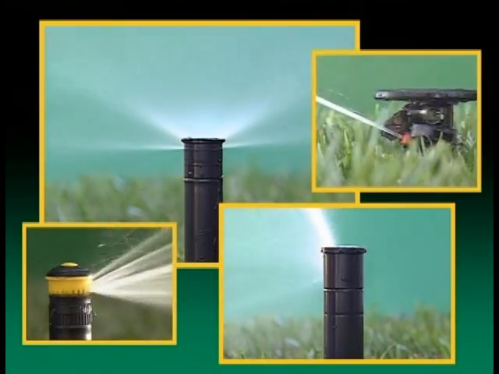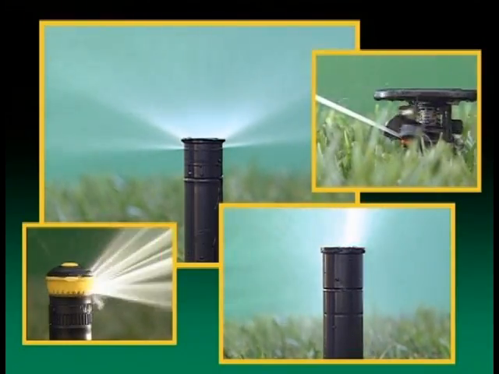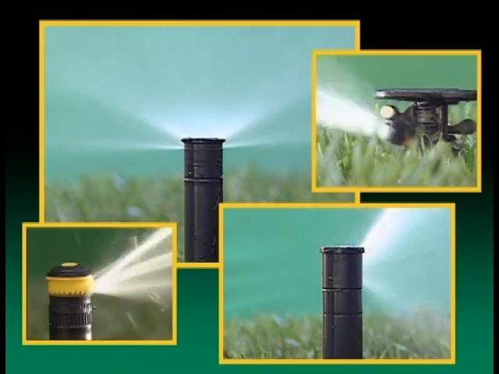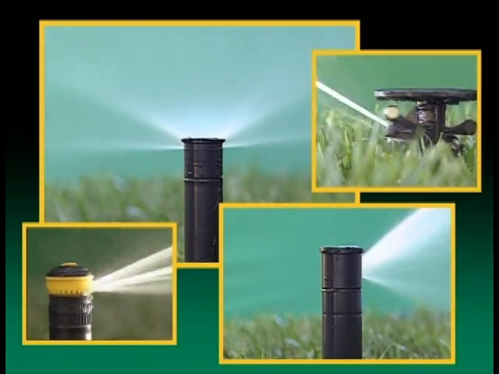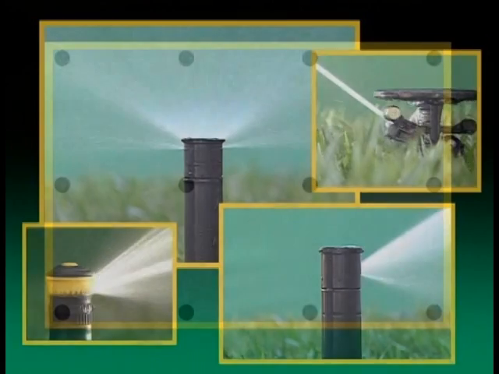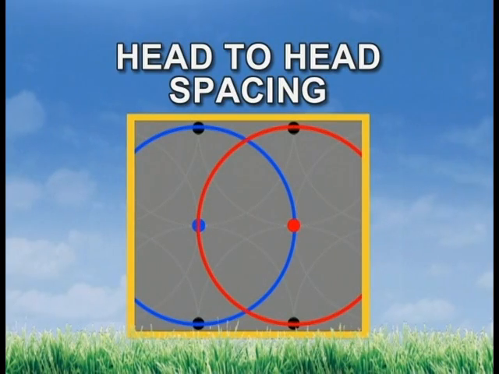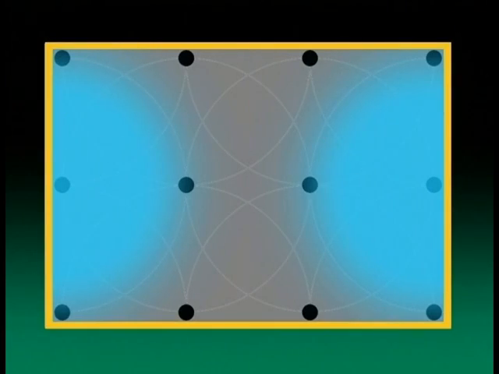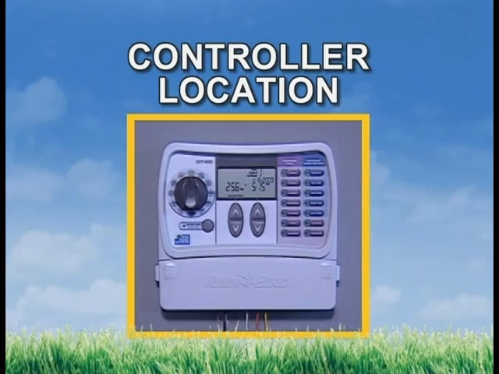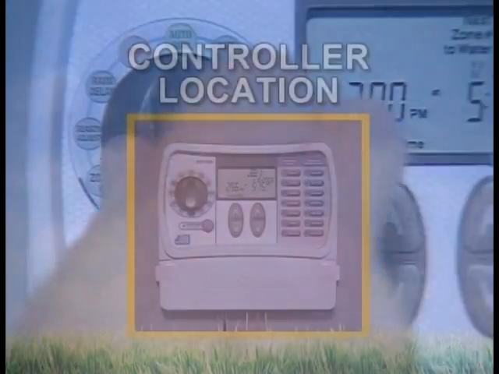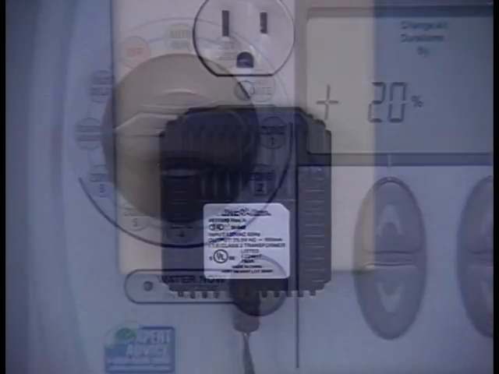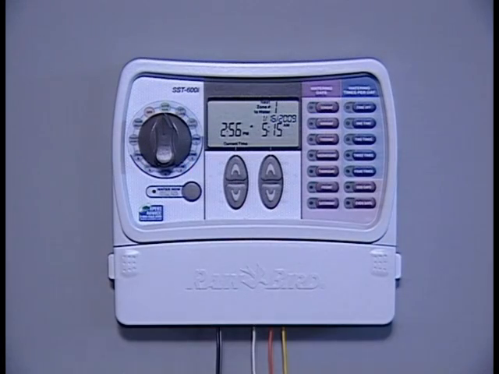Choosing the best sprinkler for a particular application is determined by the plant material and the characteristics of the area to be irrigated. But whatever the choice of sprinkler device, the standard sprinkler head should be positioned so that its spray reaches all the way to the next. This overlapping pattern design is called head-to-head spacing and assures complete water coverage of the area. Also, selecting a location for the controller is important. It should be convenient and near a power source. Many homeowners choose the garage.